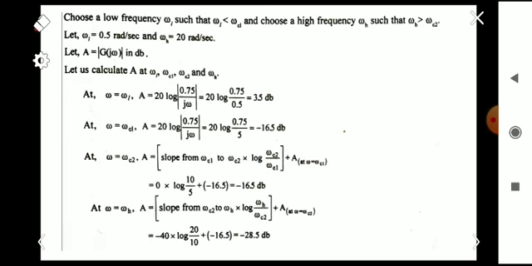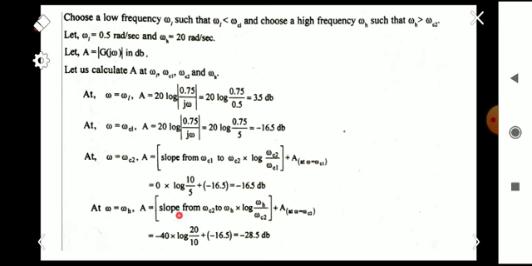Okay, so we are adding that 0 here into log 10 by 5 plus the gain at the previous frequency, that is minus 16.5. So at omega equal to omega C2 the gain is minus 16.5, the same gain. And at omega equal to omega H, the slope from the equation is A equal to slope from omega C2 to omega H into log omega H by omega C2 plus gain at omega equal to omega C2.